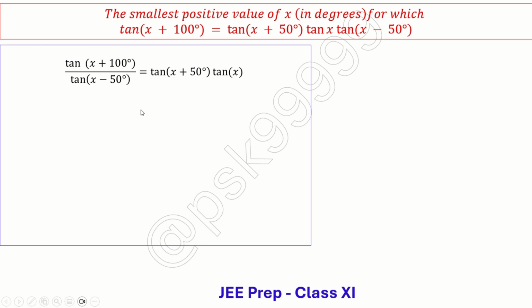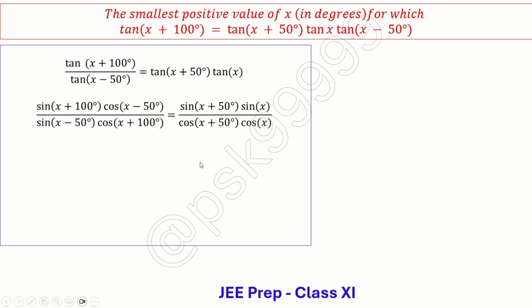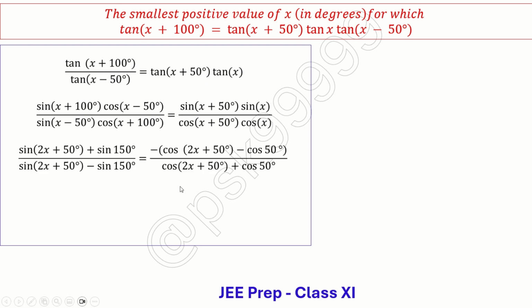So tan of x plus 100 degrees divided by tan of x minus 50 degrees equal to tan of x plus 50 into tan x. Now, I just convert this tan into sin by cos. Then I have sin into cos, right? Sin a into cos b. So I am converting into addition of two sines and subtraction of two sines here. So sin of 2x plus 50 plus sin 150 divided by sin of 2x plus 50 minus sin 150, which is equal to, on the RHS side also do this.